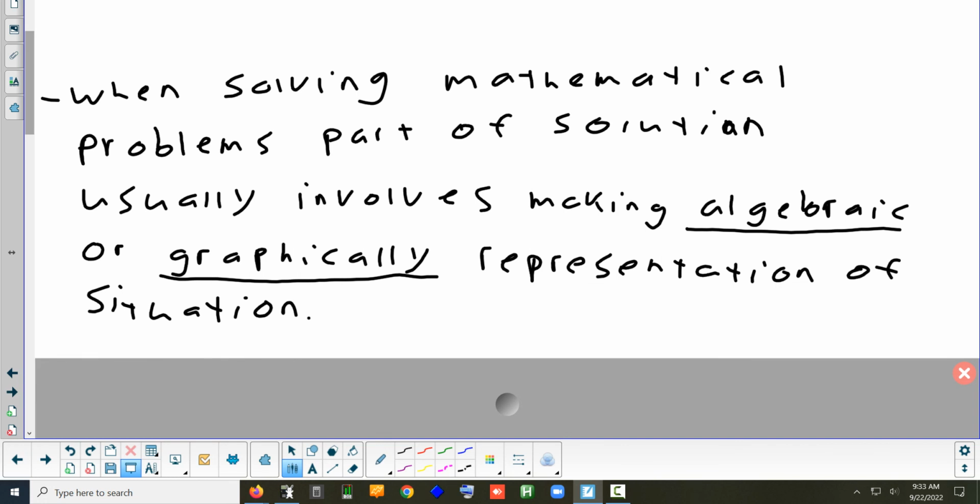So in the problem we're going to look at, it's going to involve making an equation first, and then we'll use the graphing calculator to solve it. So it's not really anything specific. It's pretty general about what this section is about. That's all.